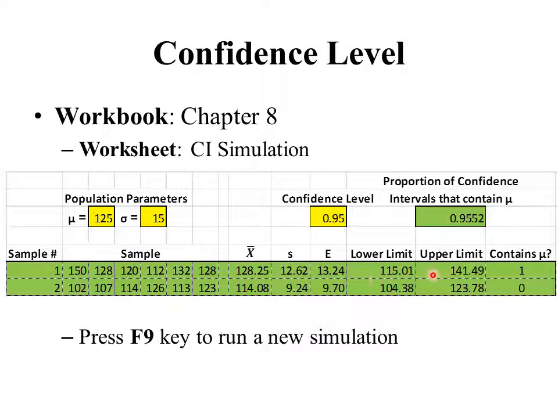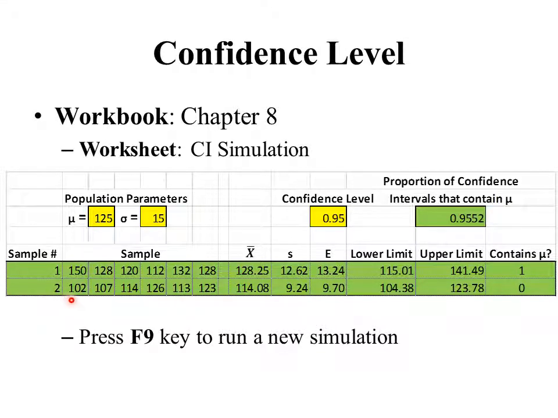Now, this confidence interval either contains the true value of mu or it doesn't. In this case, the true value is 125. 125 is between 115 and 141. And so that interval does contain the true value of mu.